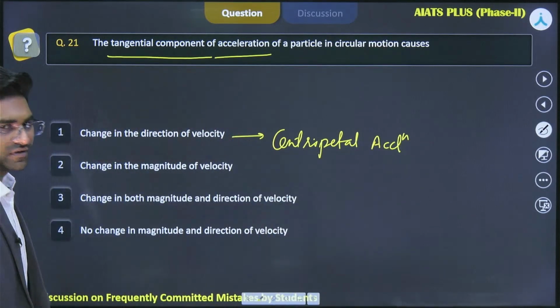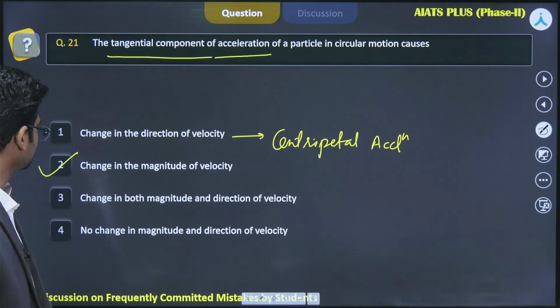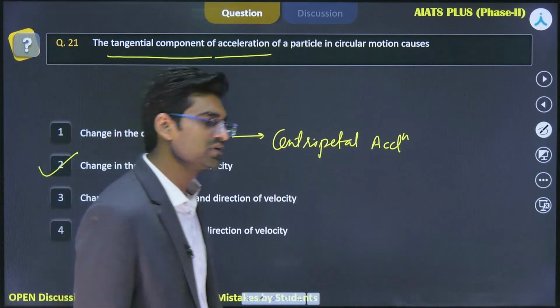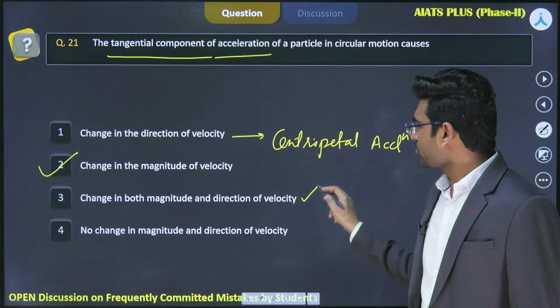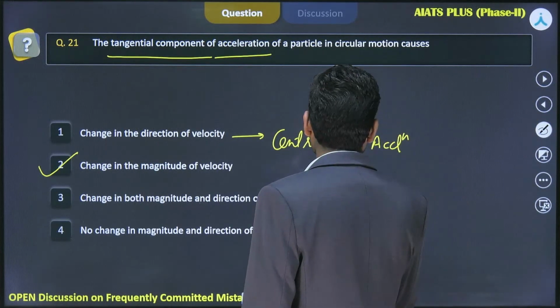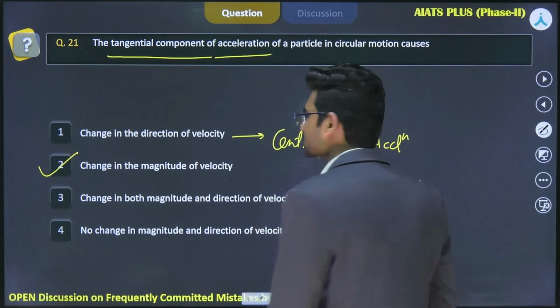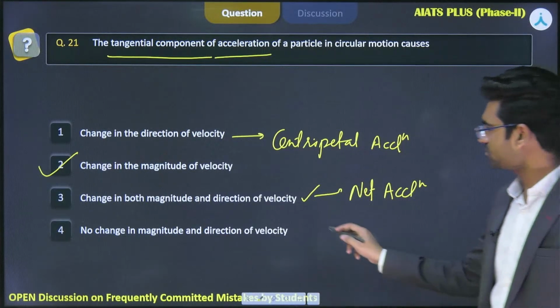Change in the magnitude of velocity. Yes, this is the answer. Change in magnitude of velocity. What about 3? Change in both magnitude and direction of velocity? No. Change in magnitude and direction, both is caused by net acceleration or simply acceleration. Okay, no change in magnitude and direction of velocity. That is also wrong.